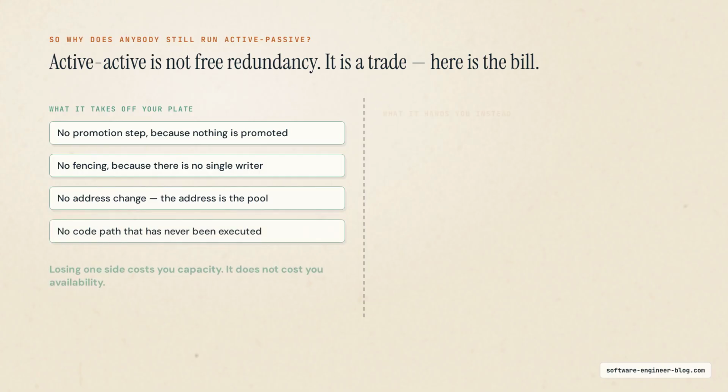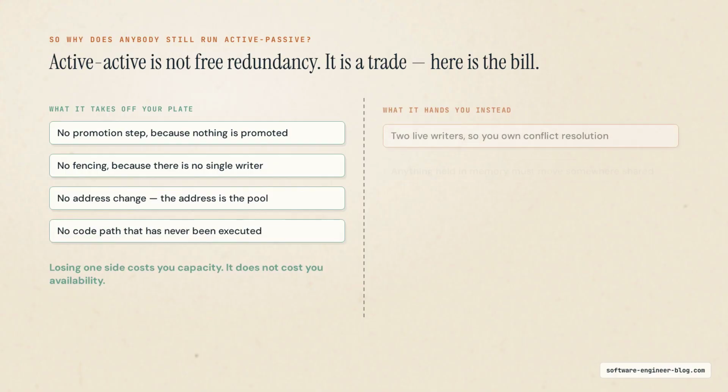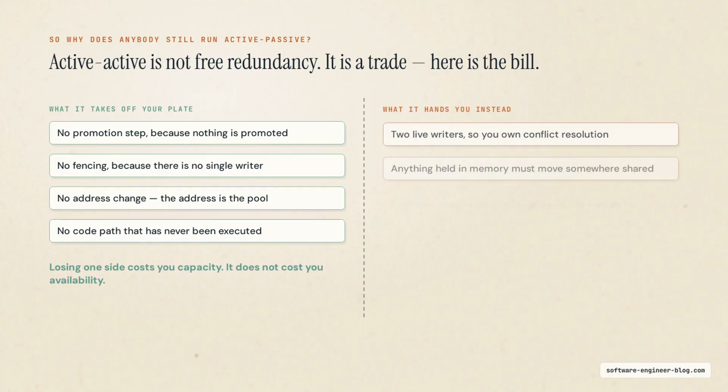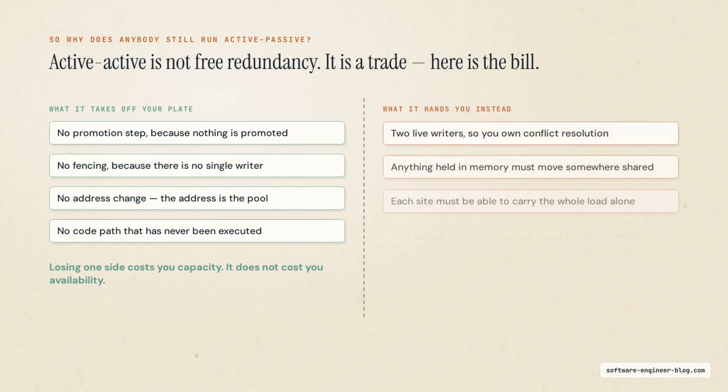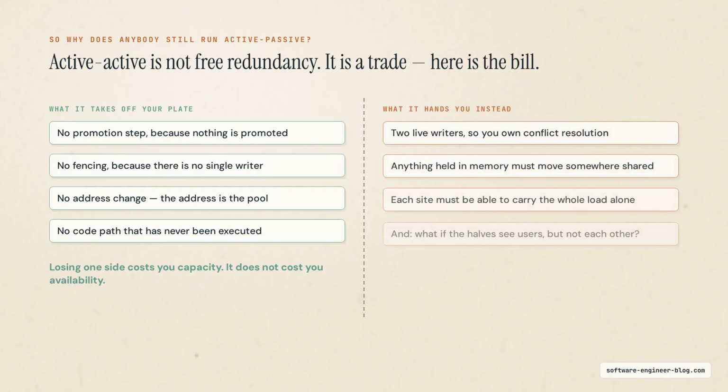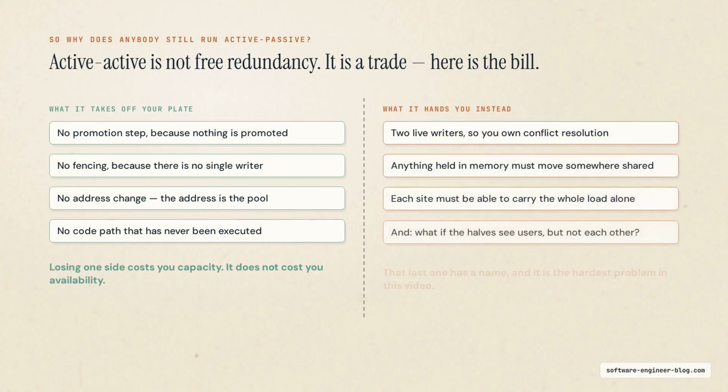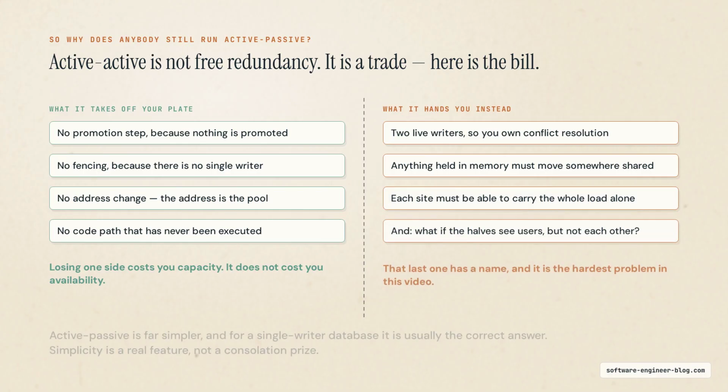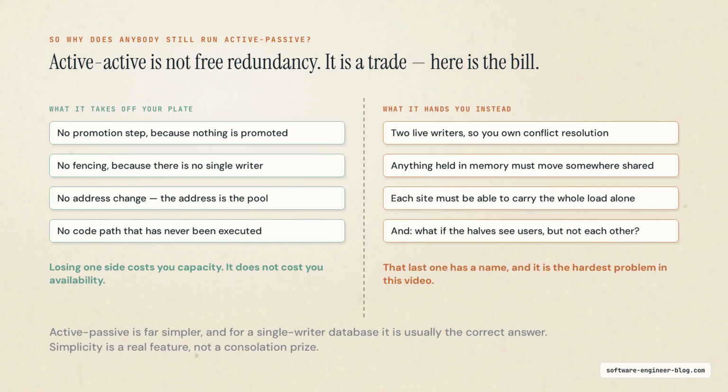2 machines are now writing at the same time, so you own conflicts. Anything you were keeping in memory on one machine has to move somewhere both of them can see it. Your capacity planning changes, because with 2 sites, each one has to be able to carry the whole load alone, which means each one normally runs at half. And you have to answer a question that active-passive never even asks you. What happens when the 2 halves can each still see your users, but they cannot see each other?